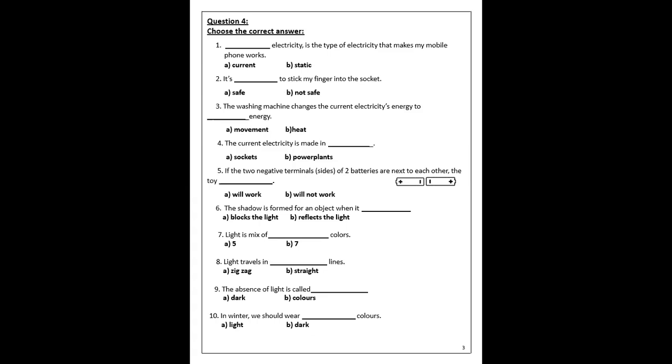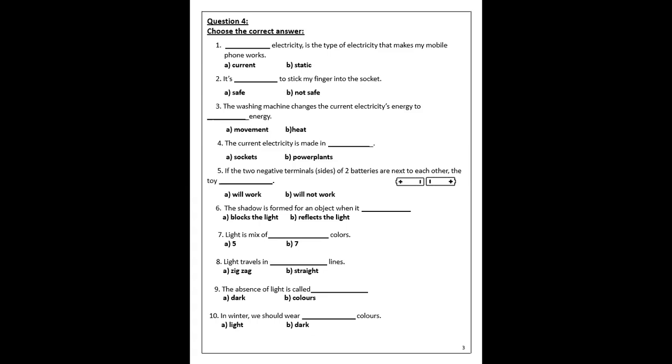What about static electricity? What does it mean by static electricity? It's the electricity that makes things stick together. Do you remember when, for example, you rub a balloon with your hair? It makes your hair stay like this, right? So this kind of electricity makes things stick together.